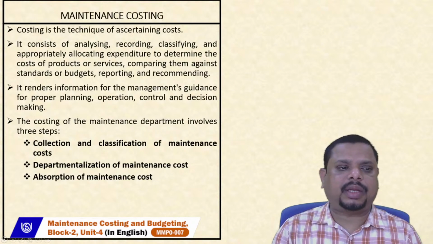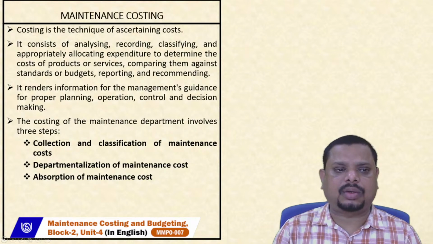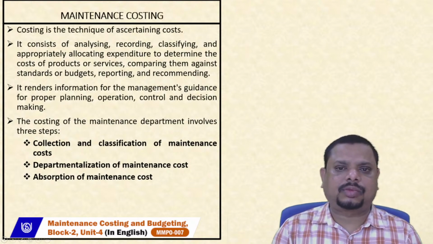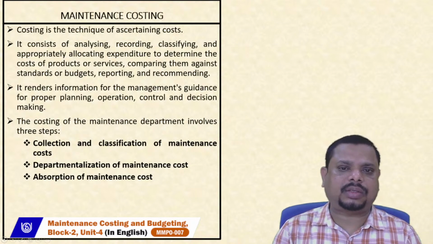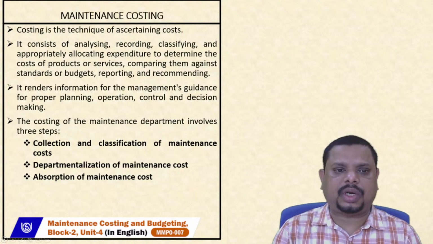So by comparing them against the standard or budgets, next we have to conduct the reporting and recommendations. If you go for maintenance costing, the first important part is analyzing different costs, especially with reference to direct and indirect cost. Then go for record keeping. Various sources of data are there for the indirect cost as well as direct cost. Then it should go for recognizing, classifying this indirect cost as well as direct cost and allocating the expenditure so that you can reduce the cost as far as concerned with product or service.